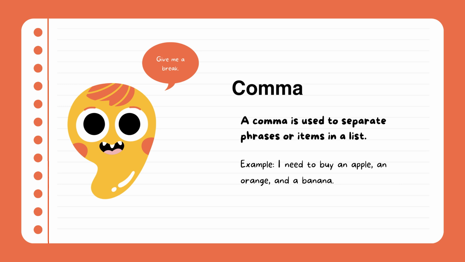Comma. A comma is used to separate phrases or items in a list. Example: I need to buy an apple, an orange, and a banana.